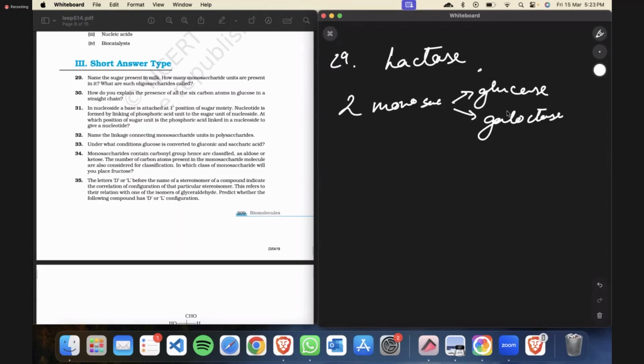Now, what are such oligosaccharides called? Such oligosaccharides are called disaccharides. Got this?